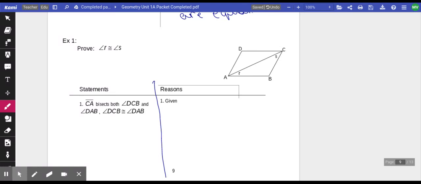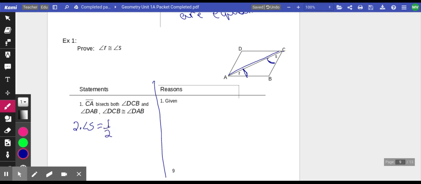So hopefully you paused and tried. I know that angle R is congruent to angle F, or that's what I'm trying to prove. My givens are down here. I know that CA bisects DCB, which means it cuts it into two equal halves. Being that CA bisects DCB, that means the angle S equals half of angle DCB. Because I know that CA bisects DCB, so that means S is half.